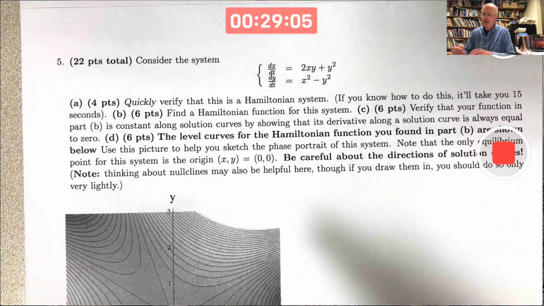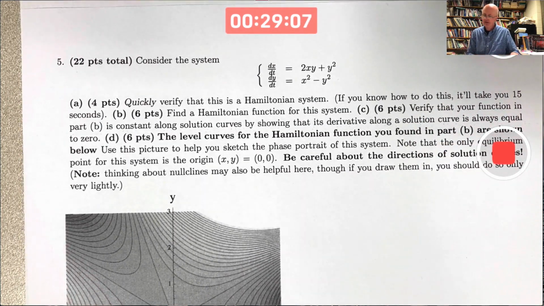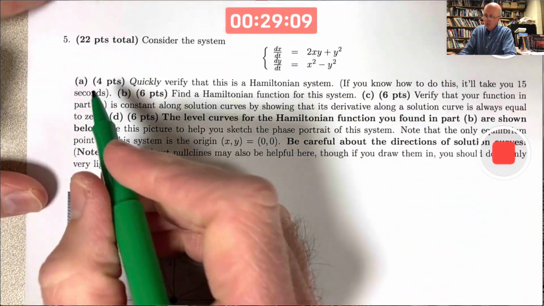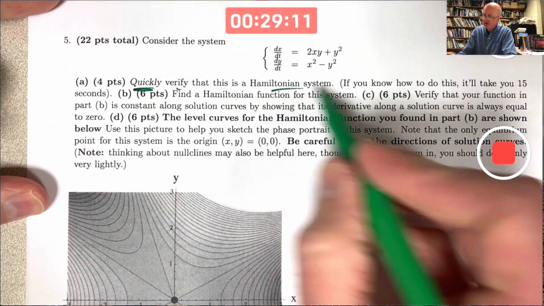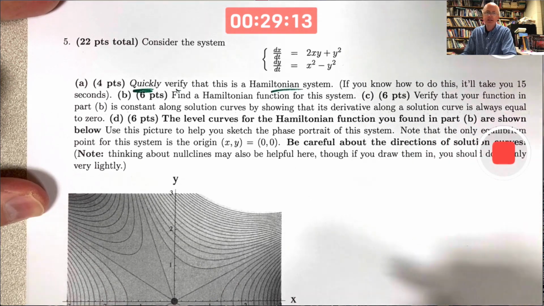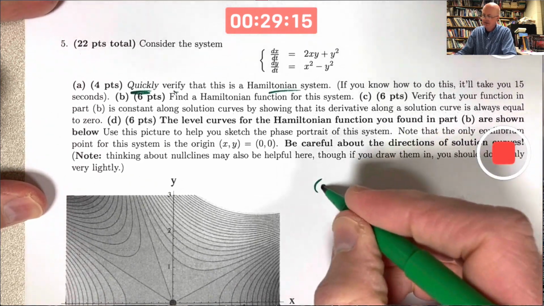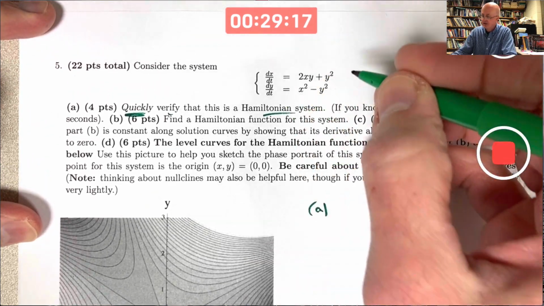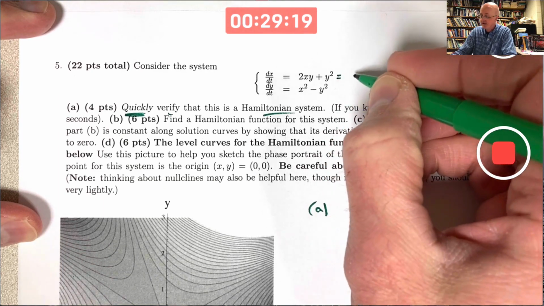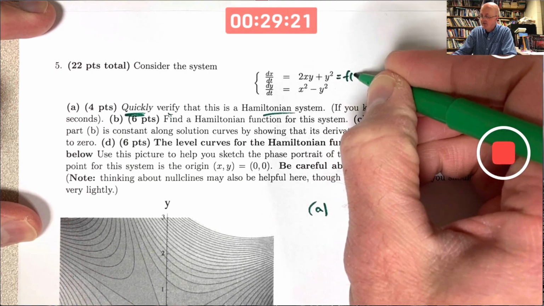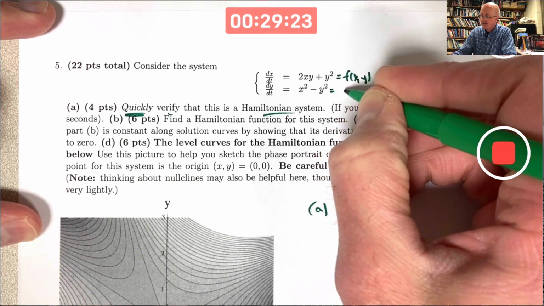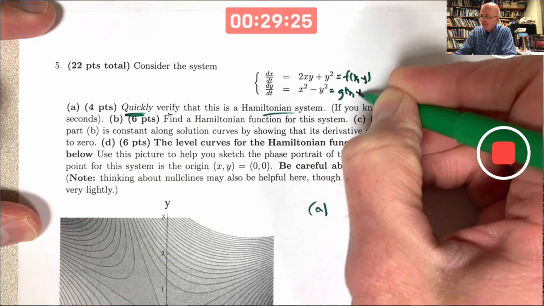This system right here is a Hamiltonian system. Part A says, quickly verify it's Hamiltonian. If you know how to do this, it'll take you 15 seconds. Okay, well, let me explain a little bit, so it'll take me longer than 15 seconds. Let's call this right-hand side function f of x, y, and this right-hand side function g of x, y.